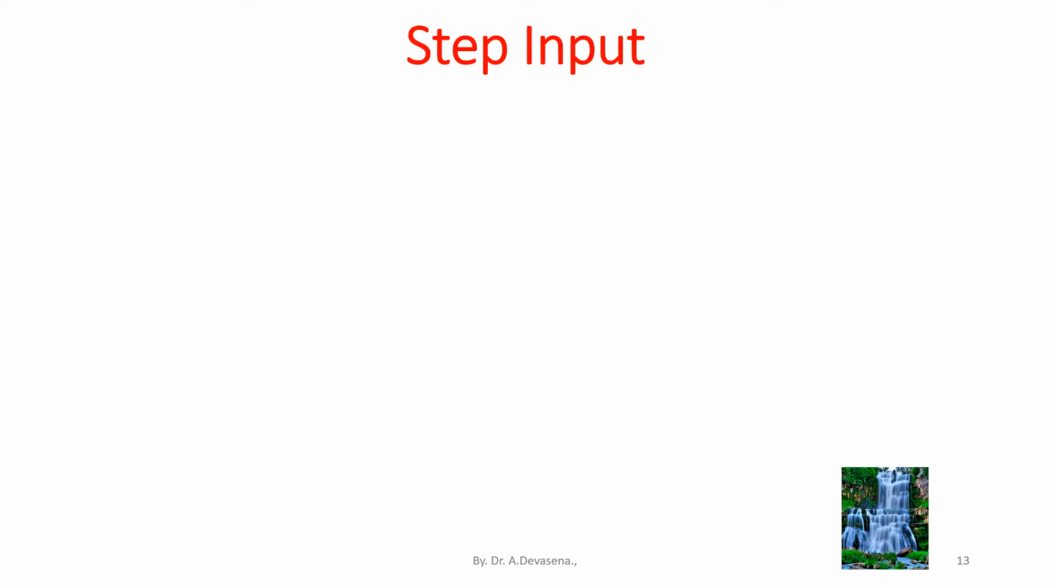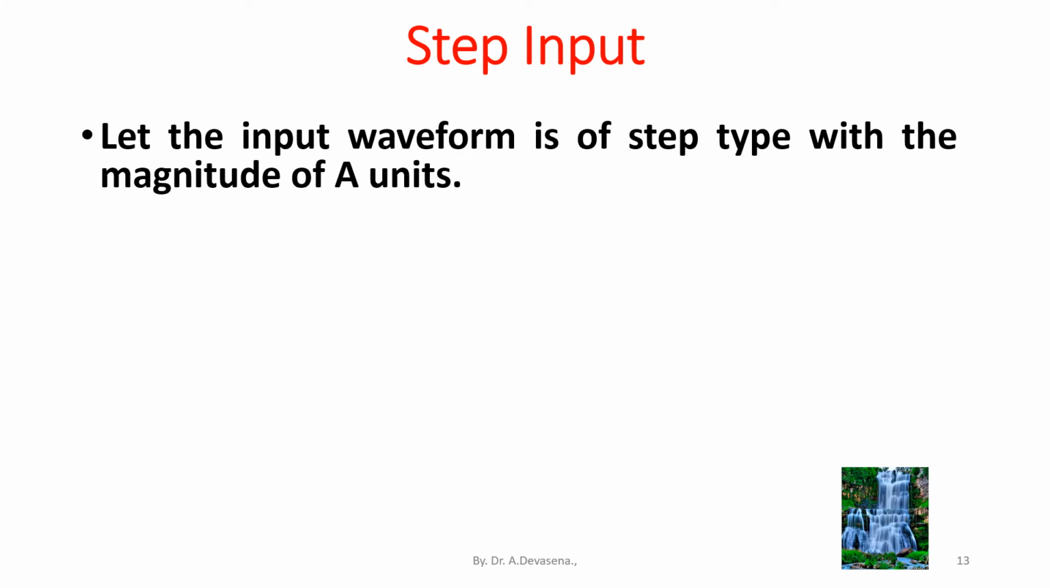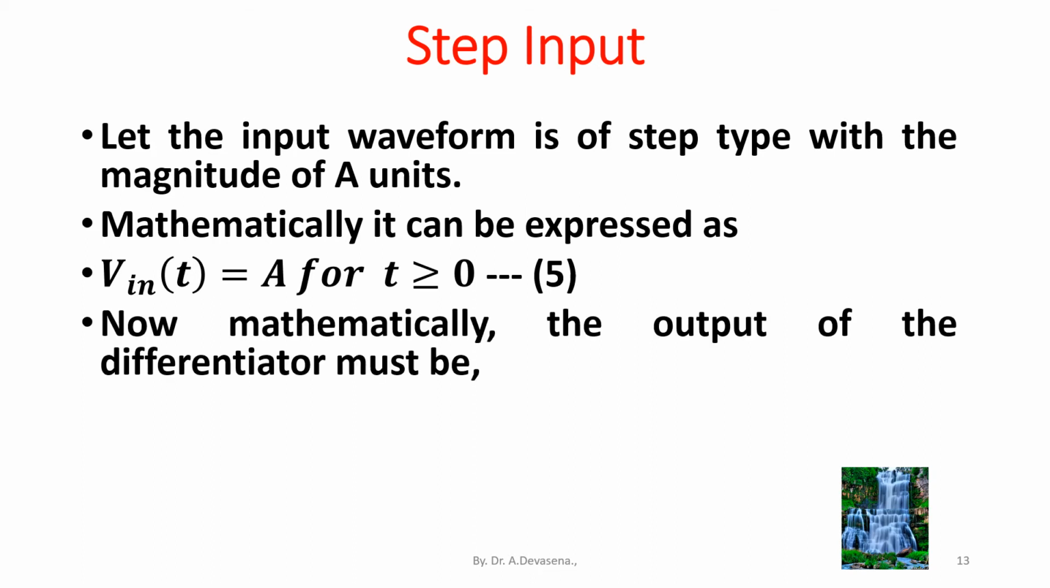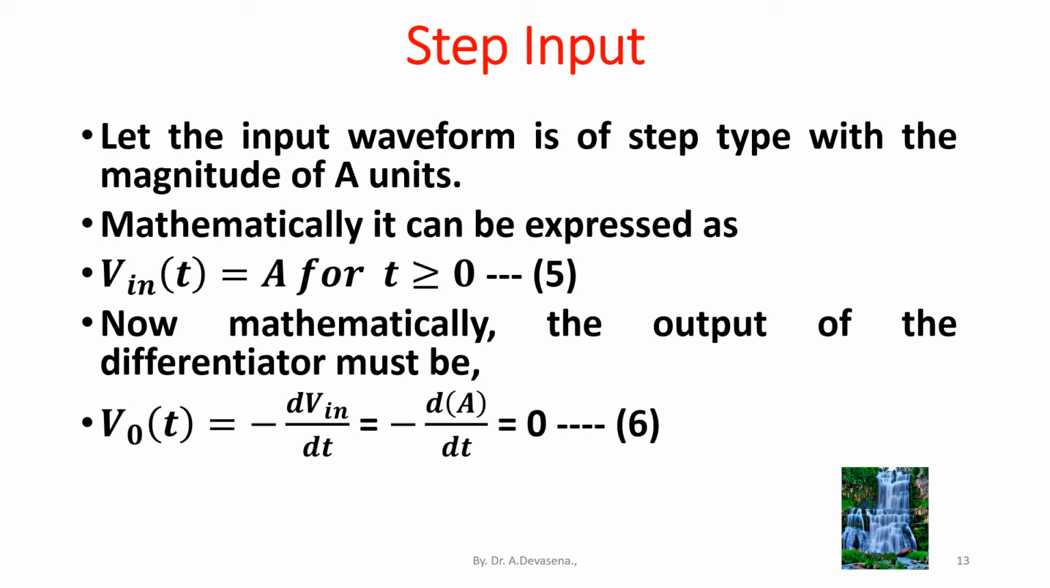Step input is applied. Let the input waveform be of step type with the magnitude of A units. Mathematically, it can be expressed as Vin of t is equal to A for t greater than or equal to 0. Consider this as equation 5. Now, mathematically, the output of the differentiator must be V0 of t, that is equal to minus dVin/dt, that is equal to minus dA/dt. If we differentiate the constant, we get the value as 0.